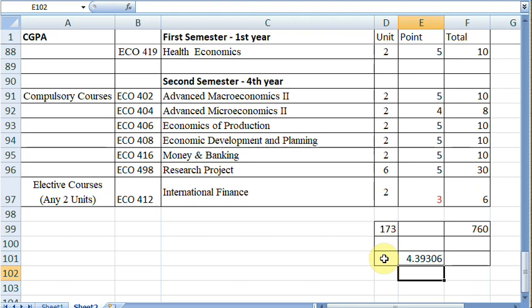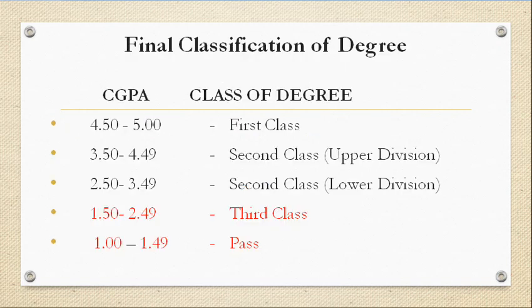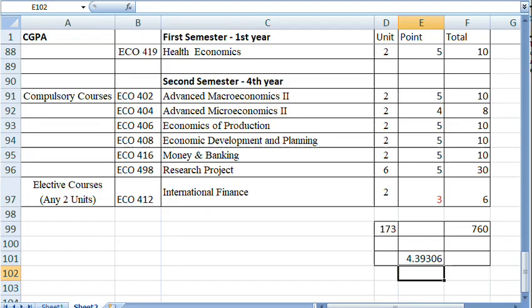4.39 places the student at second class upper. And sincerely, I want to encourage you to make sure you don't live with anything less than second class upper. It's a good grade to get, 4.39. But this candidate could as well have made first class if things were done properly.